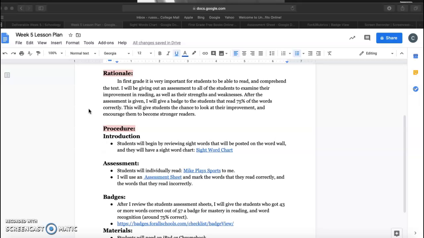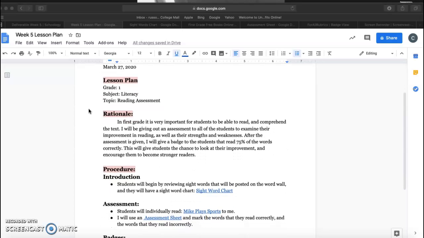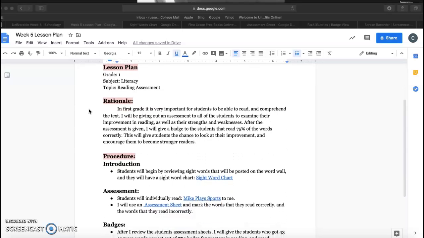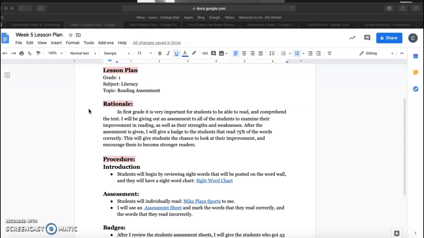Hello, this week we are focusing on gamification in the classroom, and the first thing that I thought of was using badges. I really enjoy the idea of badges and how they can reward the students, but also give the students a chance to take a look at their improvement and their strengths and weaknesses.